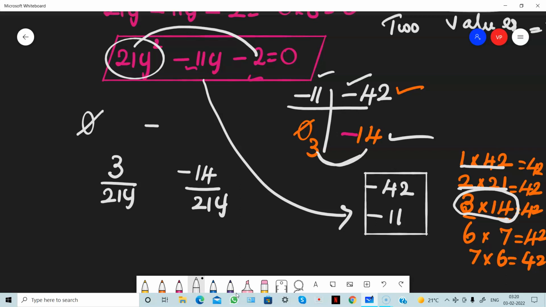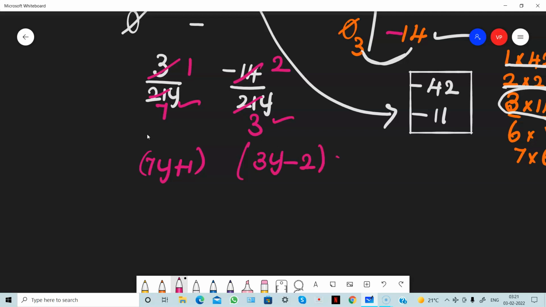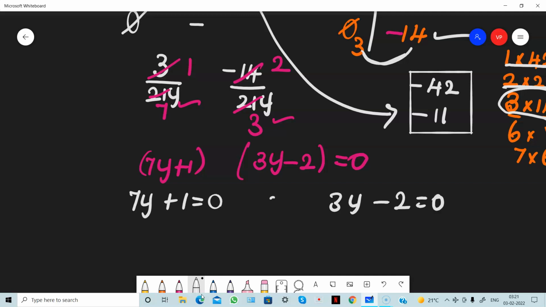So this is a very simple method. See how you do this. You can solve this: 3 times 7y, so you can cancel. How will you write your final answer, students? 7y plus 1, this one, and for the other factor, 3y minus 2. This is equal to 0. So we have solved the equation. I didn't use the splitting of the middle term method. I think this is a very simple method, right? So this is equal to 0, and we are going to find two answers.